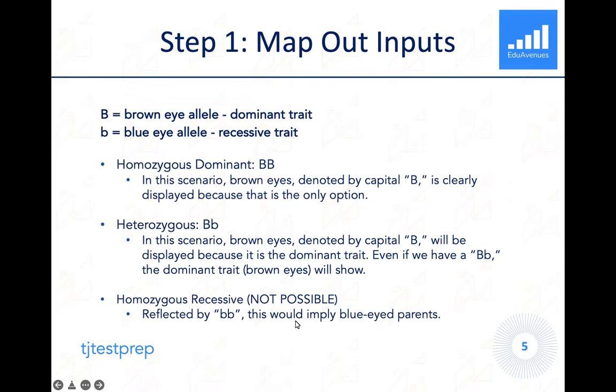And this final option, homozygous recessive, that's where we have two lowercase b's. Again, that's not possible for the parents because that would imply that the parents are blue-eyed, but the problem already told us that the parents are all brown-eyed. So it's not possible to have two lowercase b's.